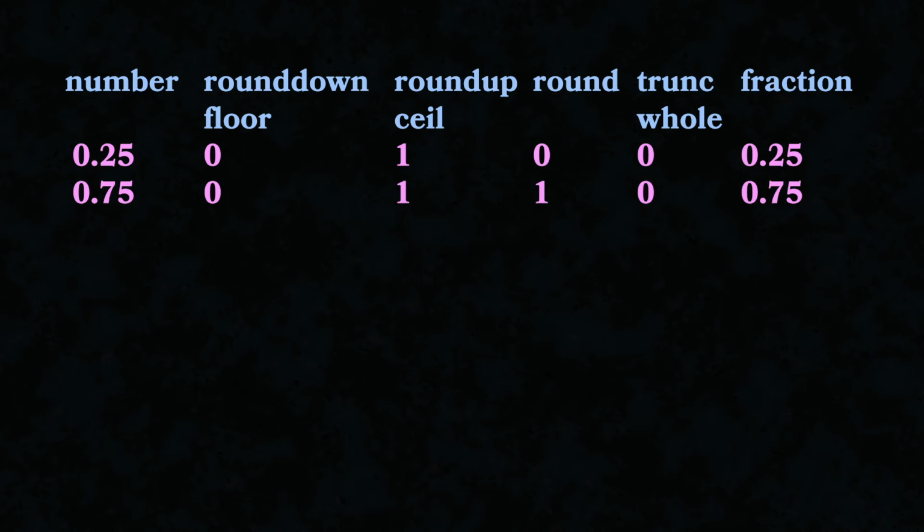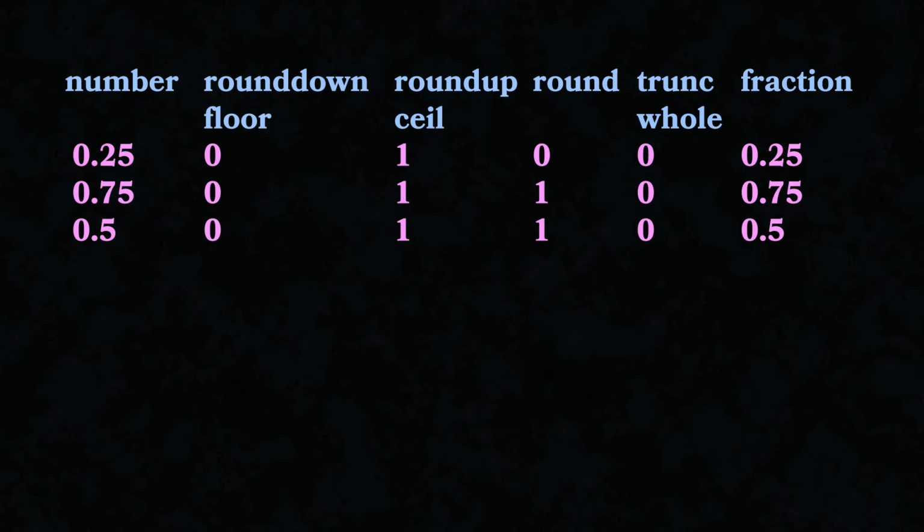Okay, now I'm going to look at the next one, 0.75. Rounded down is 0. Rounded up, it goes up to 1. And then rounding 0.75, you round it up this time. Truncated is 0, because we're just throwing away the fractional part of the number. The fractional part of this is 0.75.